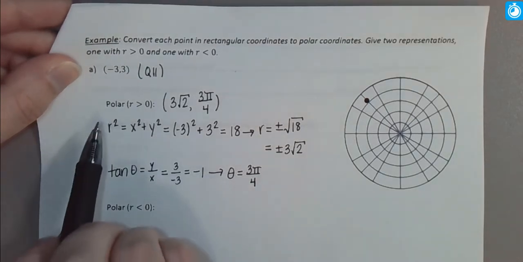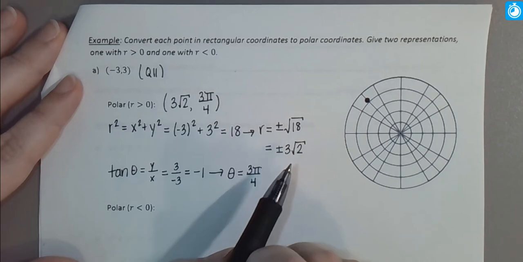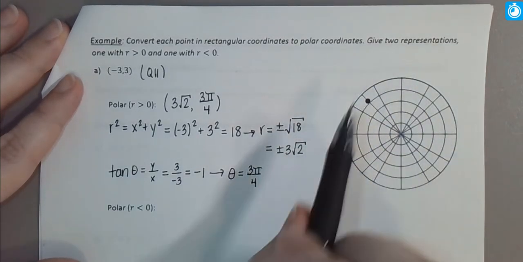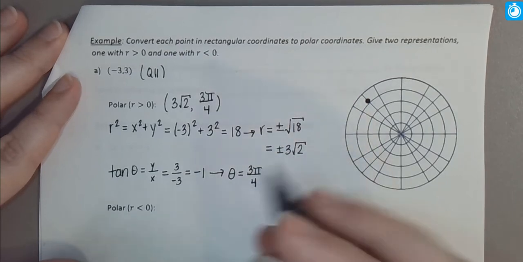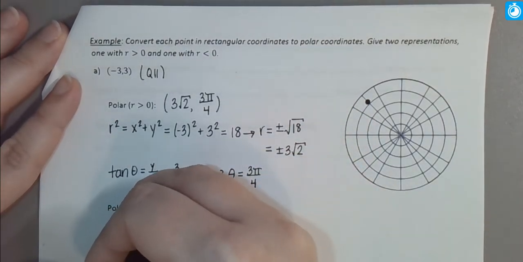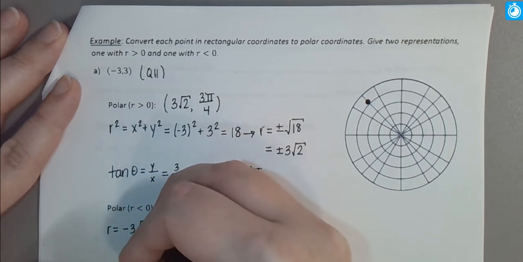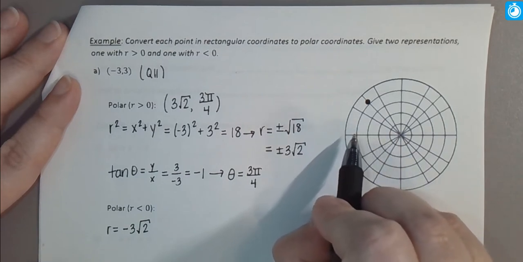Well, we don't need to go through this whole procedure again. We know that r is either going to be positive 3 root 2 or negative 3 root 2 in order to take us to the correct ring, which happens to be a ring between the 4th and 5th rings. So that means r is going to have to be negative 3 root 2, which means we're starting at that location in the negative direction.